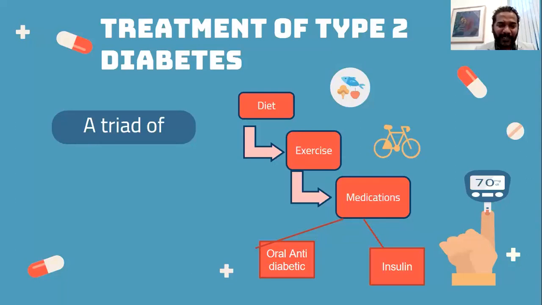To achieve these goals, there are 3 things which are done. It is called a Triad, and it has to be together: diet, daily exercise, and drugs. So there are 3 Ds. And in drugs, there are oral antidiabetics, and there is one different class, that is insulin.